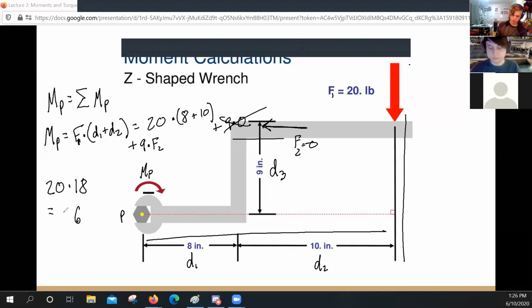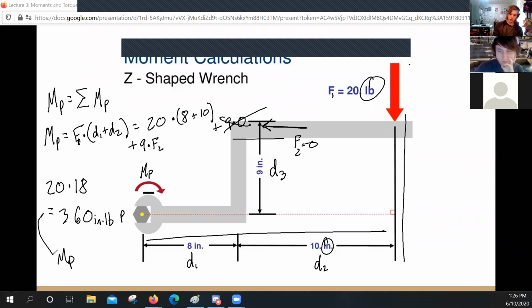6 to 36, that's 360. So 360, and we've got pounds here, and we've got inches here, so we're going to say that's inch pounds, because that's a thing. And that equals MP. One problem with this is I do not have a lot of space.